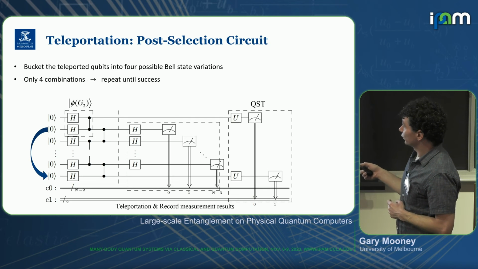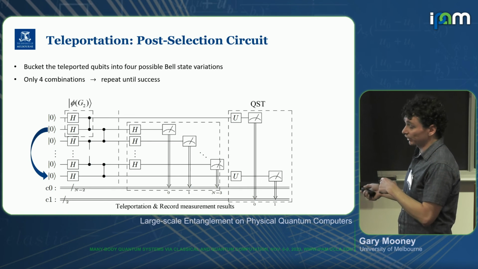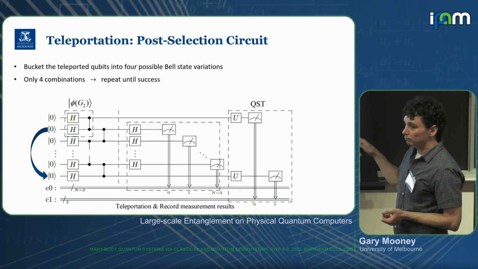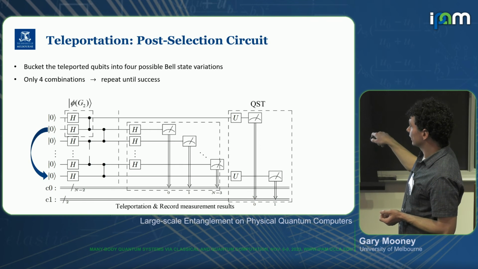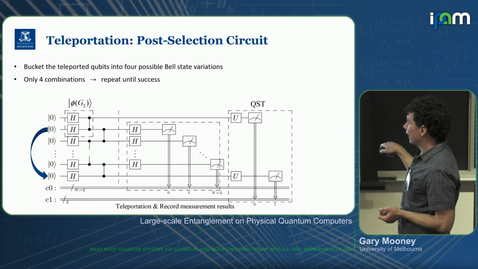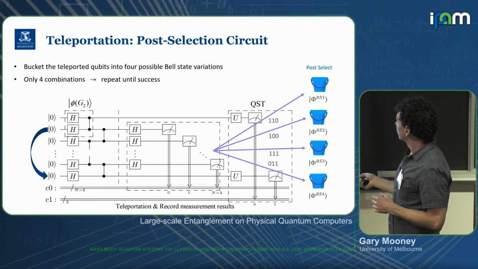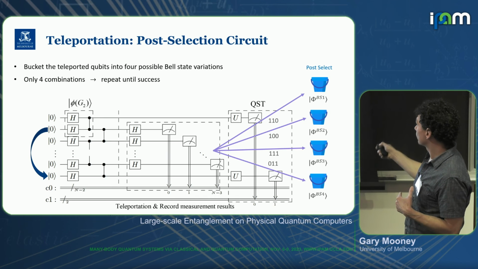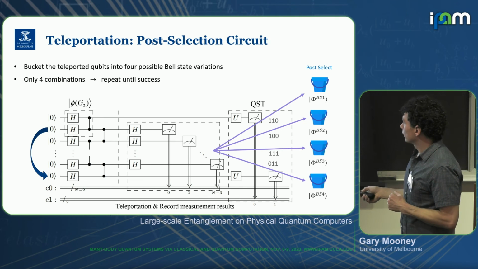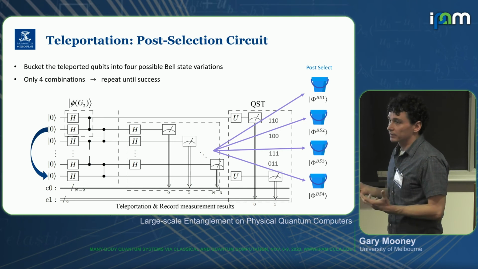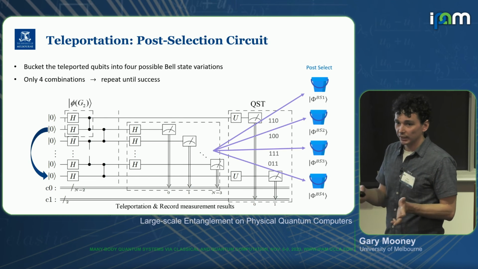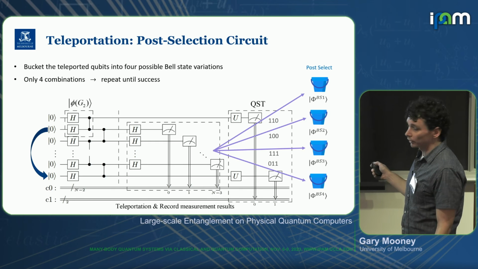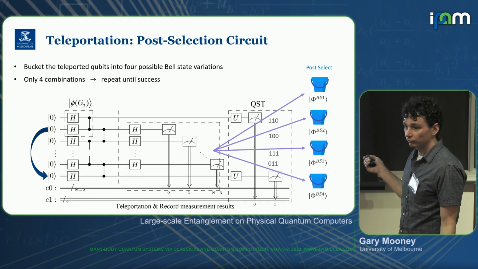Cool, and then we're going to be using this teleportation, but now with post-selection. We do the same thing in principle, but instead of using mid-circuit measurements, we just measure everything at the end. Because of what I was saying before, you're only going to get one of 4 Bell states, so we can just bucket the results. This is cool because if we know what Bell state we want for our experiment, we can just keep going until we know we got the right one. And because there's only 4, yeah?